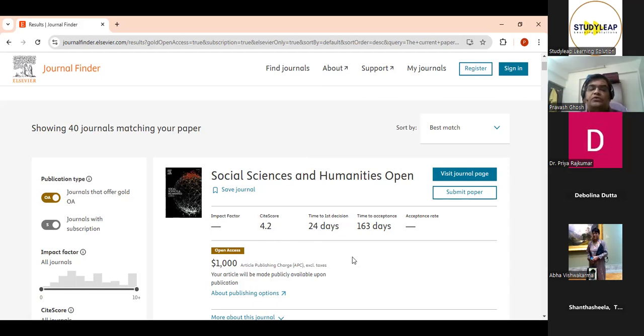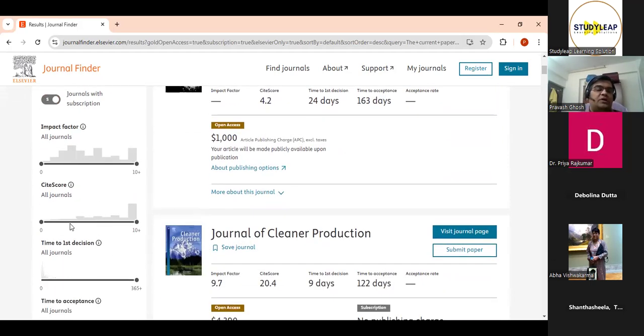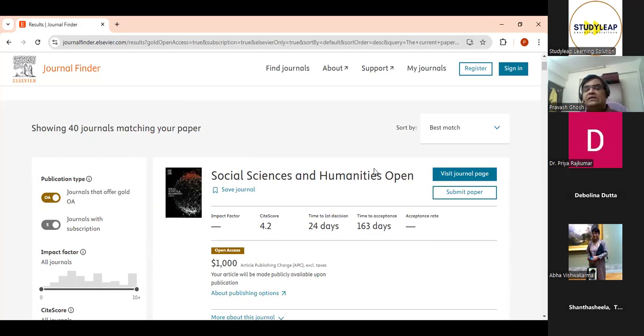Next, time to first decision, 24 days. 24 days is the time to first decision. That means the desk rejection. The editor will tell you whether it is rejected or accepted within 24 days, more or less. So, good one, not very bad. But now suppose you want to do it faster. You can change here, time to decision. You can press this button, so that time to decision should be less than 10 days. If you fix 10, you will get another set of journals.